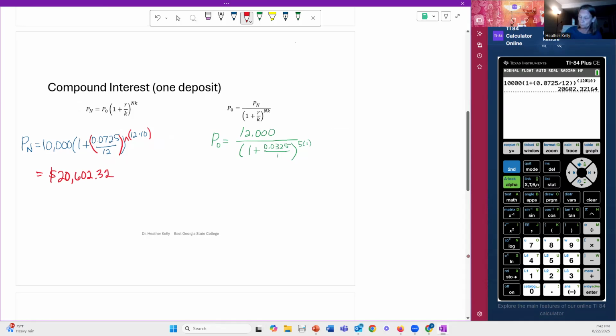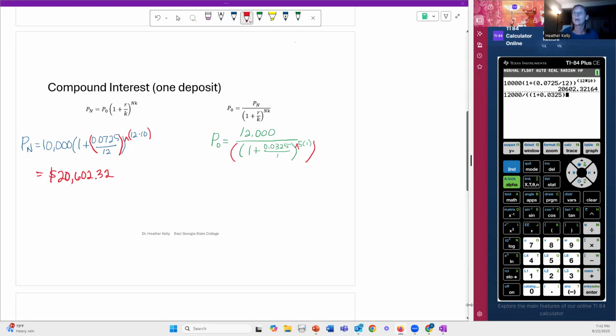Now, this one, we can skip the parentheses here because anything divided by 1 is just that number, but we do have to have a set of parentheses around this entire bottom, and we need our to the power of. All right, let's get going here. So we have 12,000 divided by open parenthesis, 1 plus 0.0325, close. We don't need to divide by 1.